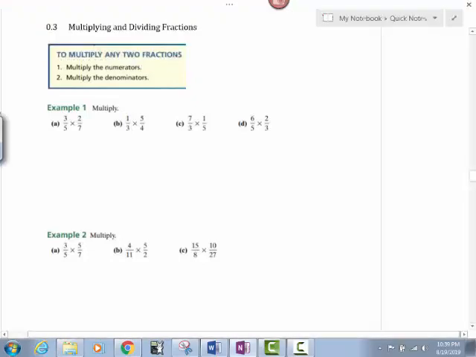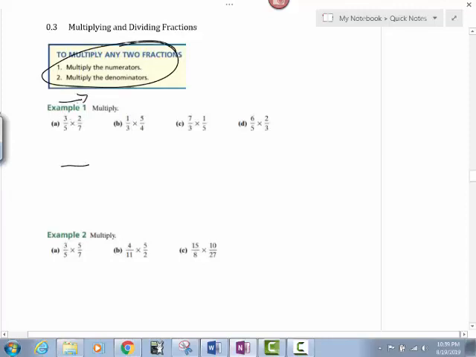Section 0.3 talks about multiplying and dividing fractions. So the way we're going to multiply fractions is real simple. We're going to multiply the numerators. We're going to multiply the denominators. If we can simplify, we want to go ahead and do that. Let's take a look here.